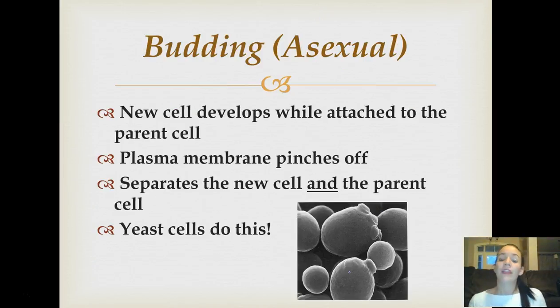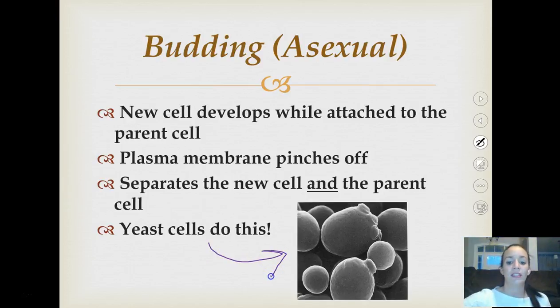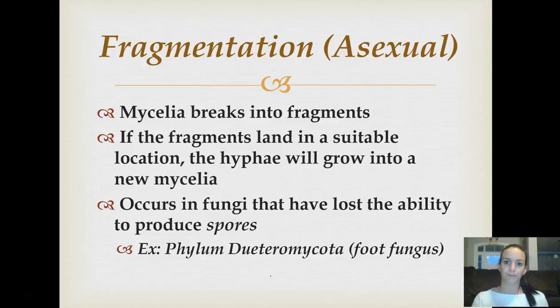In terms of asexual reproduction, so for budding, a new cell just develops while still attached to the parent cell. The plasma membrane then pinches off, and it separates the new cell and the parent cell. And a really common example of this is yeast cells, which you see in this picture. As they're budding off, they form more and more cells.